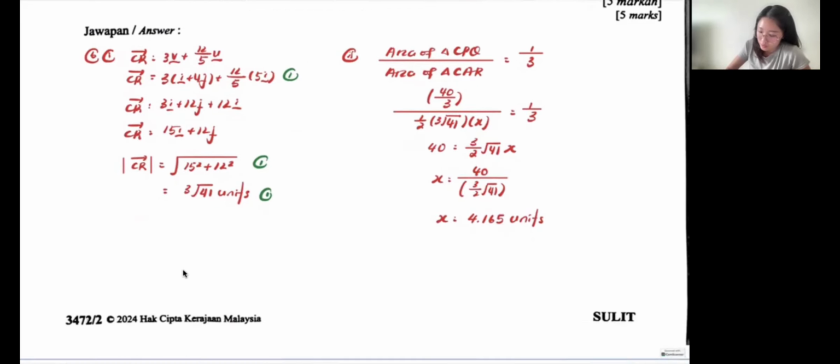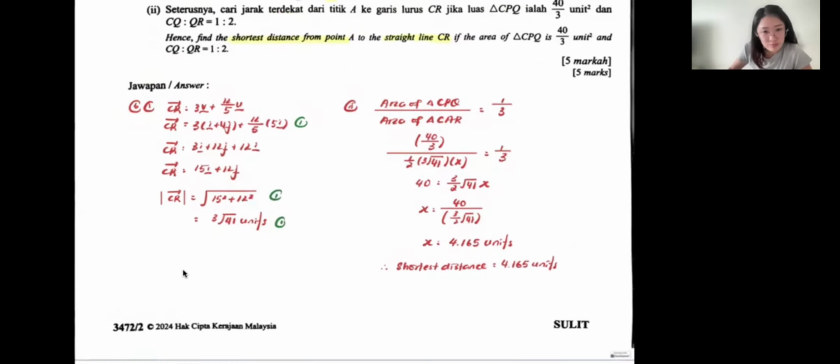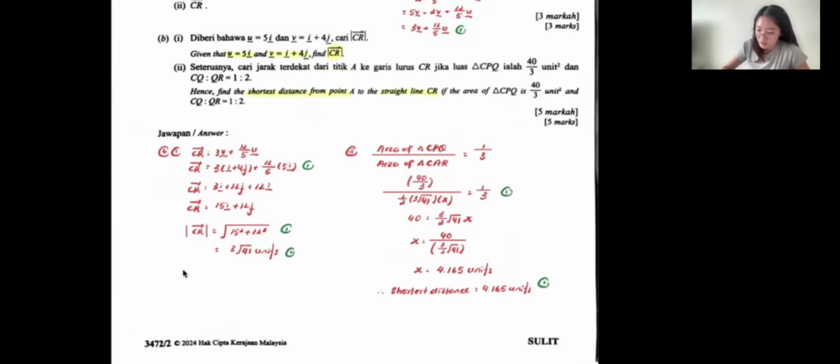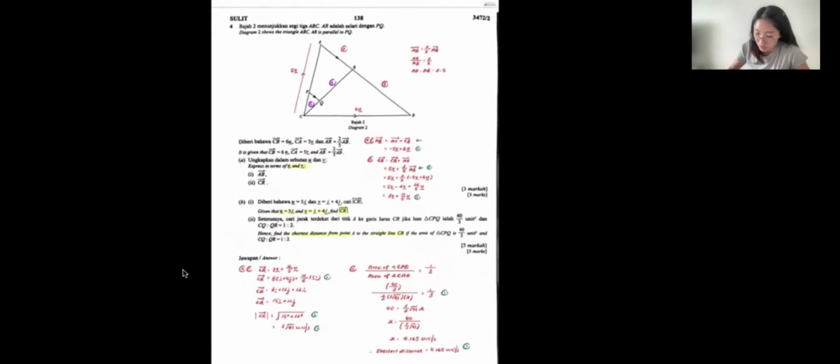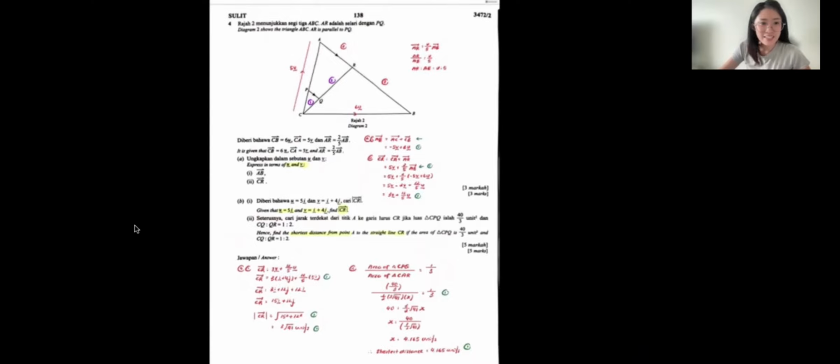Then they don't know what x is, so you're going to write one more line saying shortest distance equals 4.165 units. Oh, no square. There you go. 1 mark for applying any formula, working step, and 1 mark for the final answer. So that's all for question 4. Next, let's look at question 5.